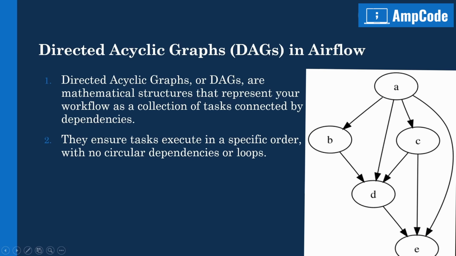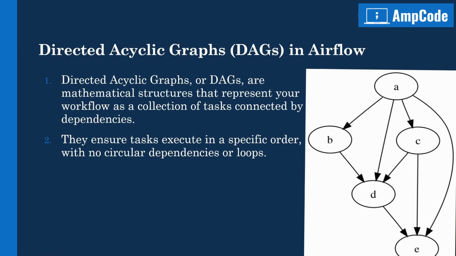But as you can see, the B and C are dependent on the task A. So once the task A completes, then only it will proceed to the next step like the B and C, and then it will complete the D, and once the D completes, then only the E task will trigger.